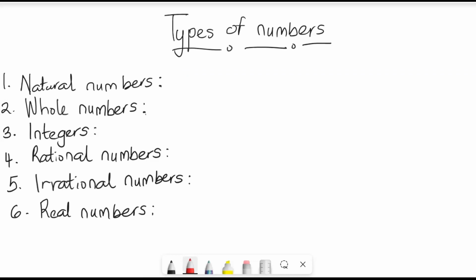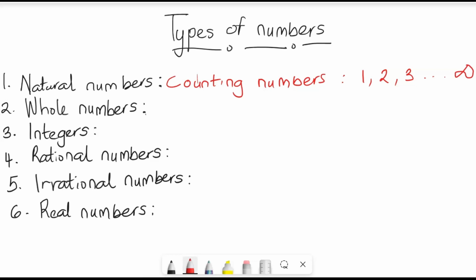Today we will be looking at types of numbers. The very first type of number we're looking at is natural numbers. These are known as counting numbers. By counting numbers, we mean numbers like 1, 2, and so on. Okay, so your natural numbers are 1, 2, 3, all the way to infinity.